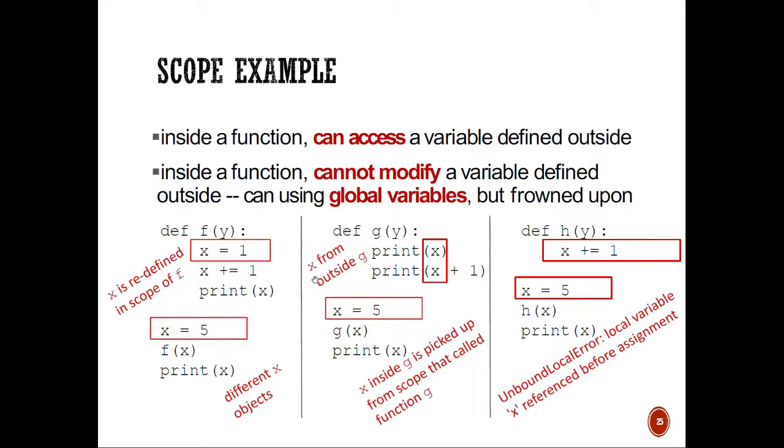In this case, for example, x is from outside of the function g. So x inside g is picked up from the scope that called the function g. In this case, this would give us an error because we are trying to reassign the value for x, which is in the global scope, not within the scope of h. The difference between the first case and the last case is that in the first case, we defined a new variable x within the scope of f and modified it. In this case, we are trying to modify the variable x that was defined in the global scope.